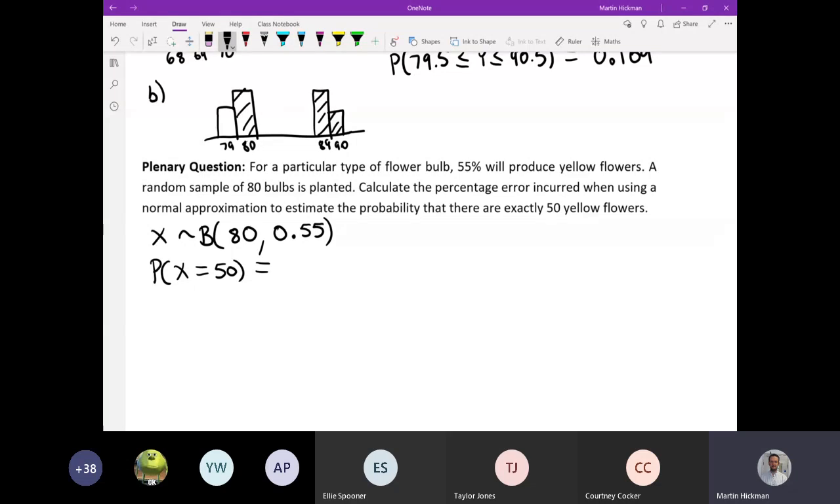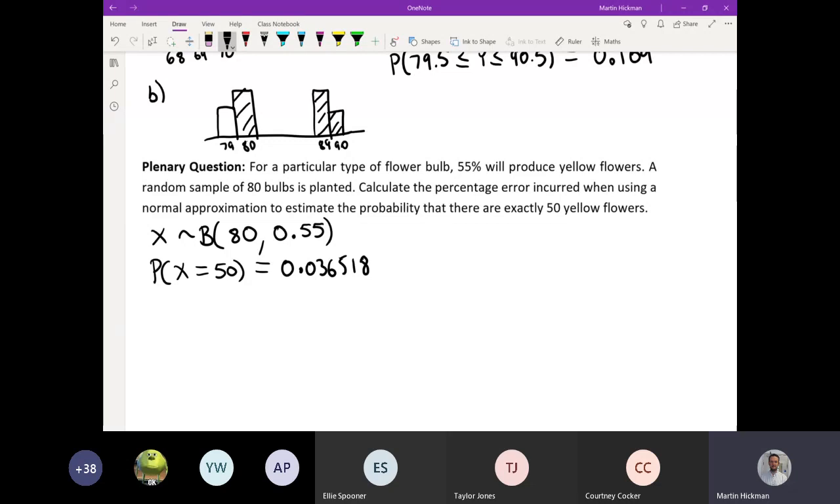So on your calculator, you go mode 7, binomial PD, and then you'd put in n is 80, probability of 0.55, and we should get 0.036518. I'm going to go to more than 3 significant figures here, because when I'm working out my percentage error, it's going to be quite heavily persuaded by this, like even the 4th and 5th decimal places here. Okay, so that's what the probability would be in terms of binomial.